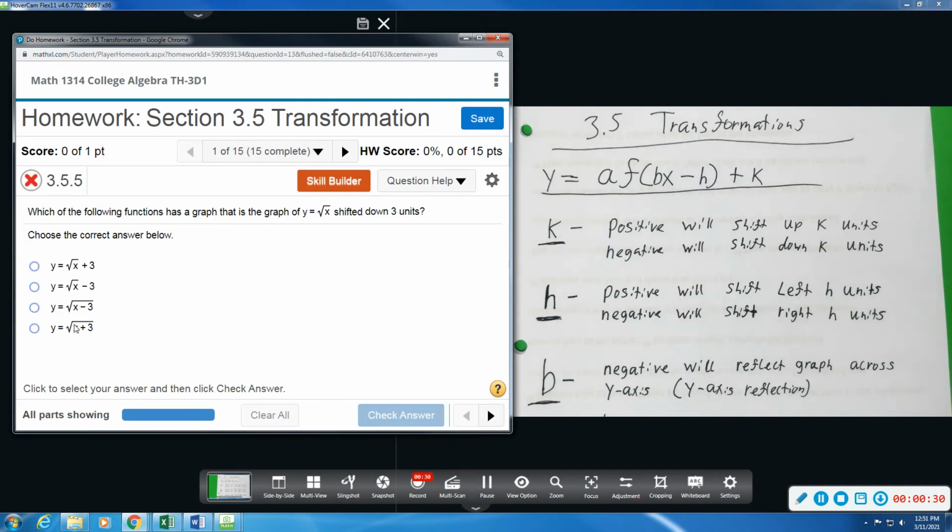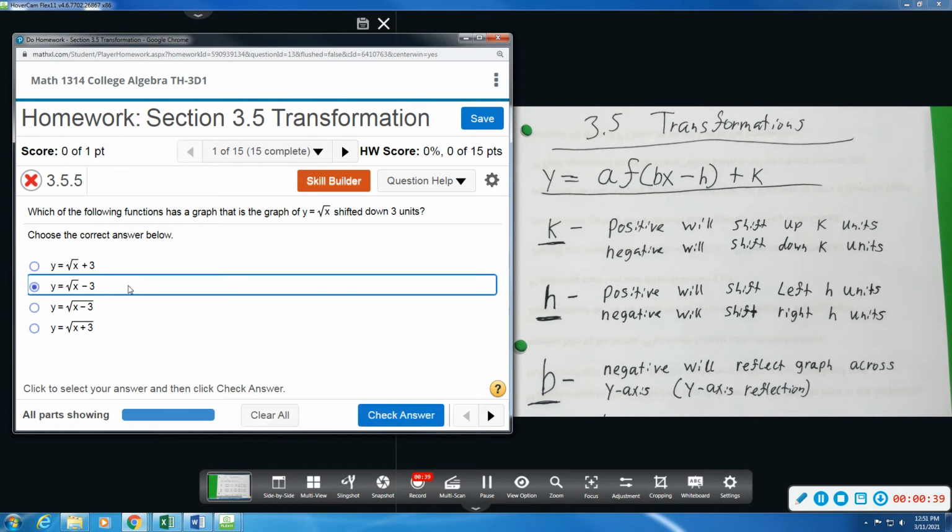So I'm looking for a minus at the back. This is different from being underneath the square root, that will be the same effect as h. So in this one, down would be a -3, but we want it on the outside at the back.